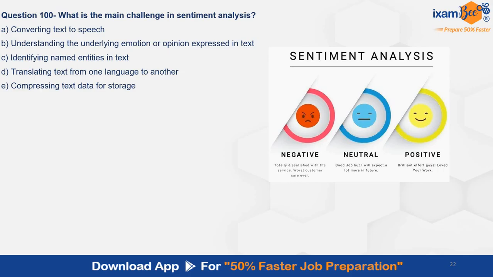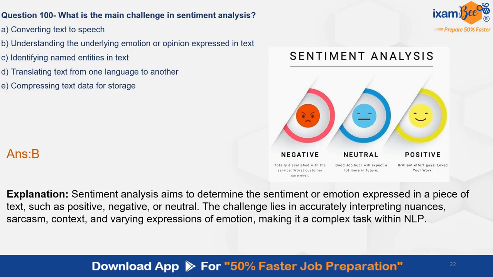Question number 100, what is the main challenge in sentiment analysis? A. Converting text to speech. B. Understanding the underlying emotions or opinion expressed in text. C. Identifying named entities in text. D. Translating text from one language to another. E. Compressing text data for storage. And the correct answer is B, that is understanding the underlying emotions or opinion expressed in text.